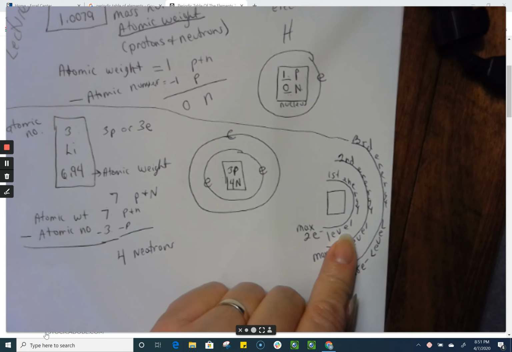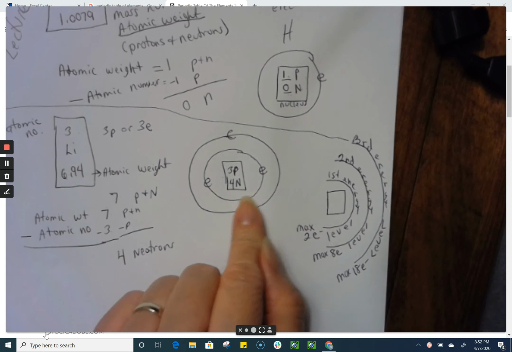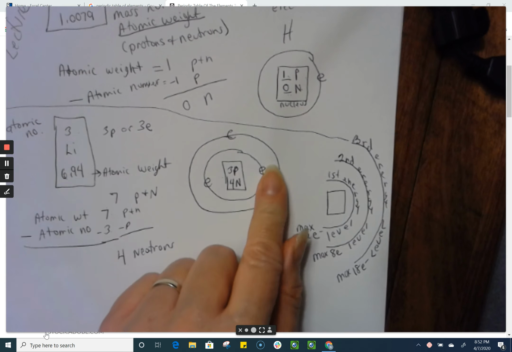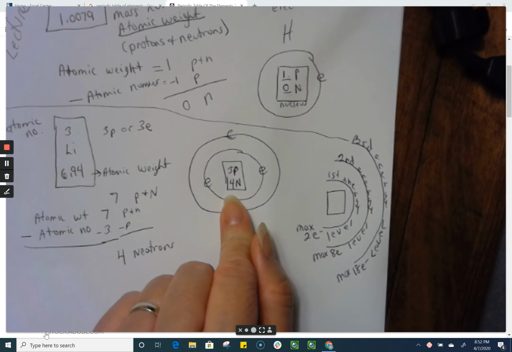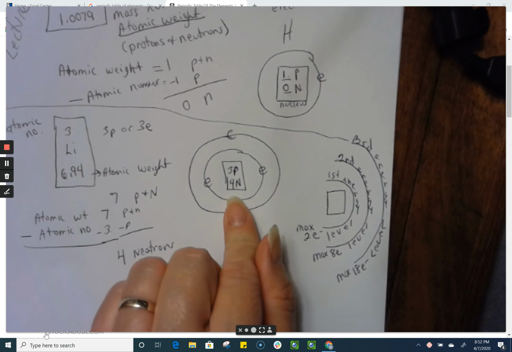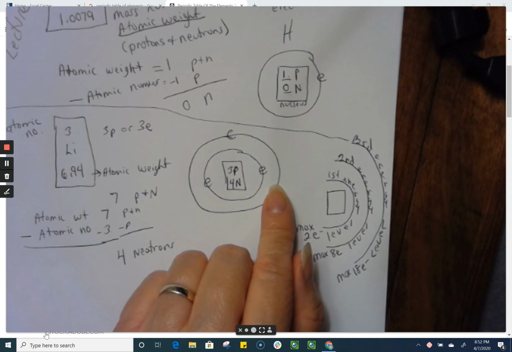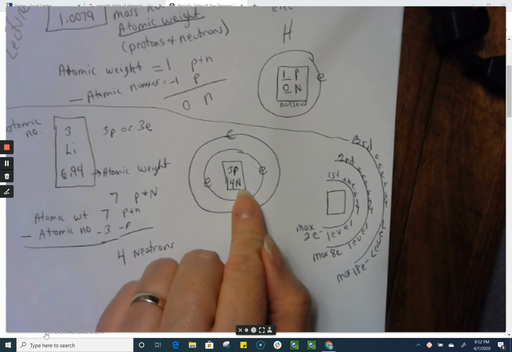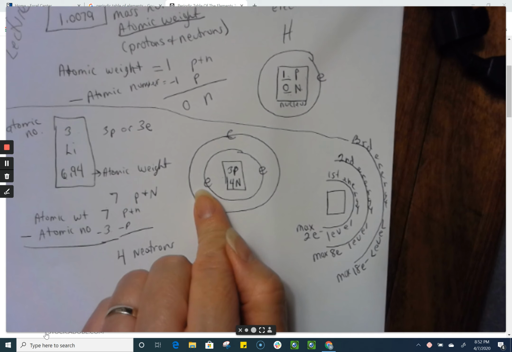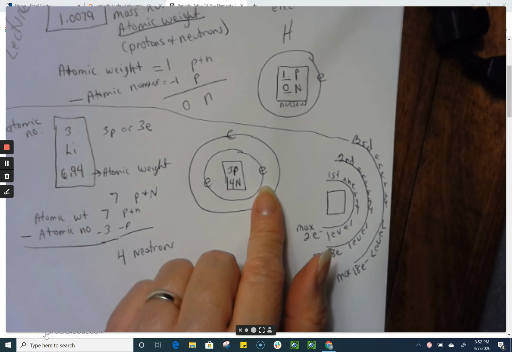And atoms, when they form chemical bonds, will transfer, take, or give away electrons to have their outermost energy level filled, or at least have 8 electrons there. 8 gives it stability. So they will share, transfer, or borrow electrons to have access to 8 electrons. Now that takes us into how atoms link together to form molecules or compounds.